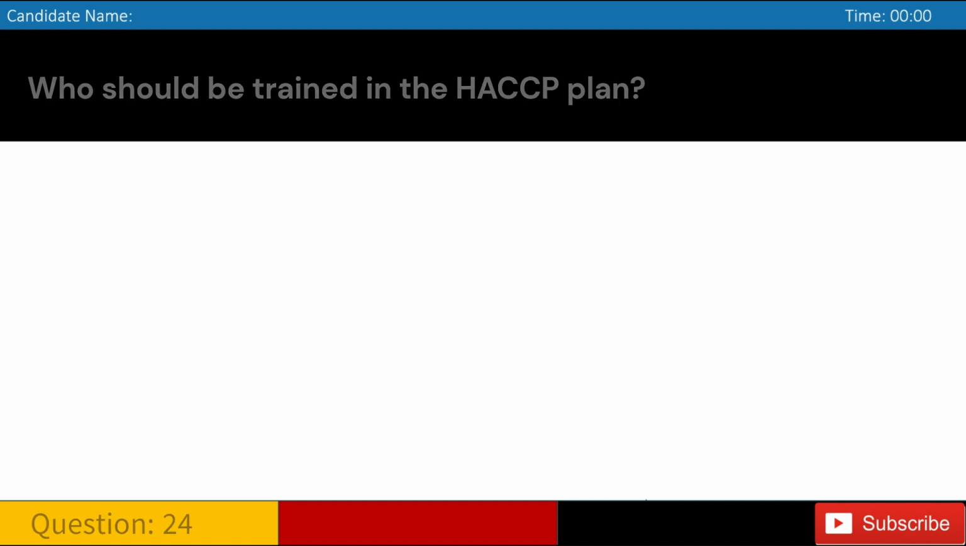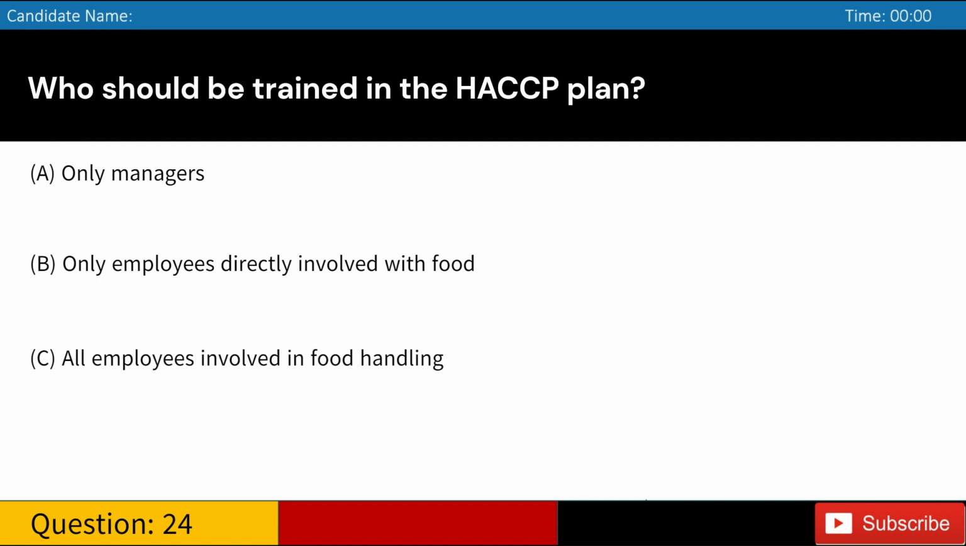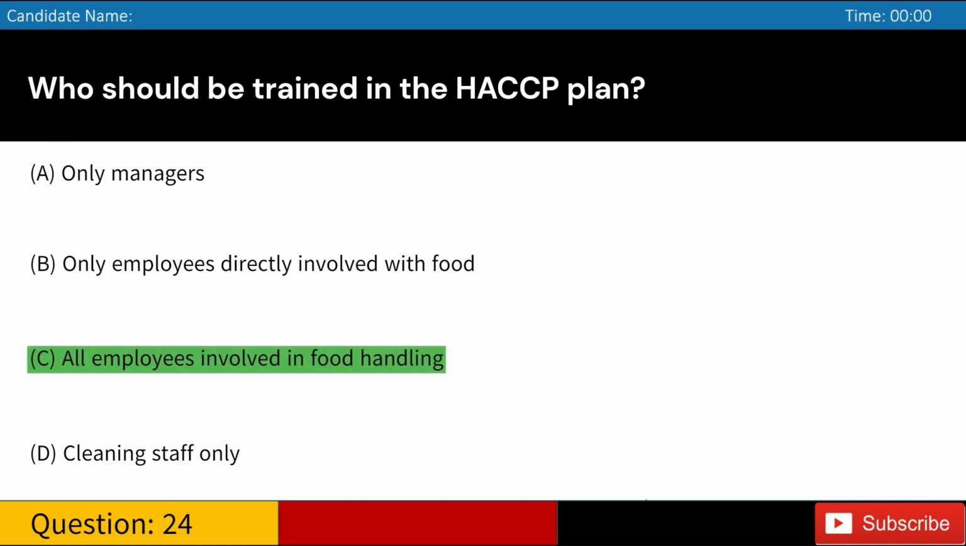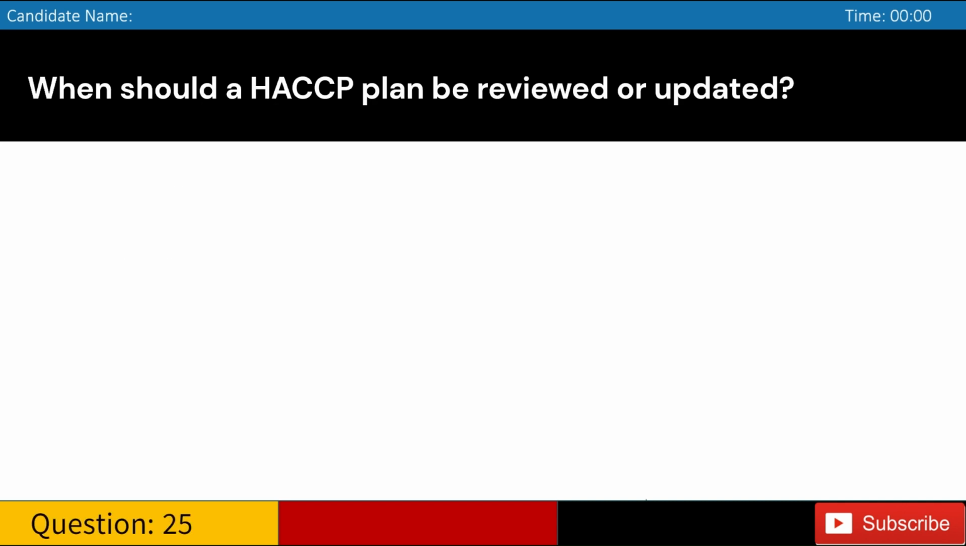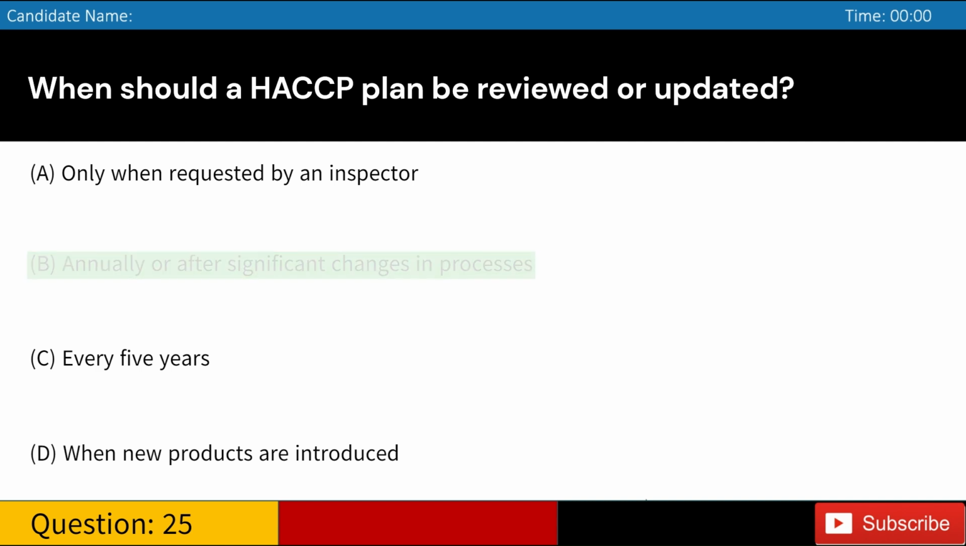Who should be trained in the HACCP plan? A. Only managers. B. Only employees directly involved with food. C. All employees involved in food handling. D. Cleaning staff only. Answer C. All employees involved in food handling. When should a HACCP plan be reviewed or updated? A. Only when requested by an inspector. B. Annually or after significant changes in processes. C. Every 5 years. D. When new products are introduced. Answer B. Annually or after significant changes in processes.